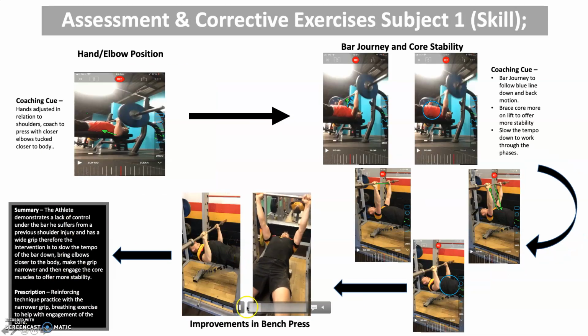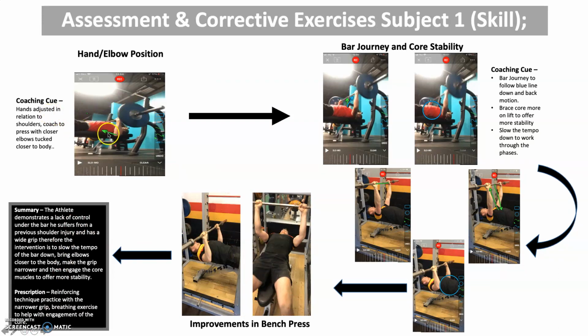For the next athlete, we're going to look at the adjustments in terms of coaching cues. So we're going to adjust the hand width. We're also going to promote that the elbows need to be tucked in more. The bar journey, instead of up and down, we want to go to lower chest and then back towards the rack. We're going to improve core stability with a slower tempo.